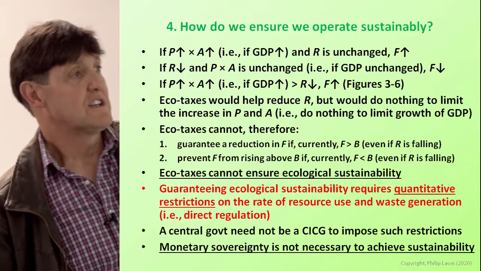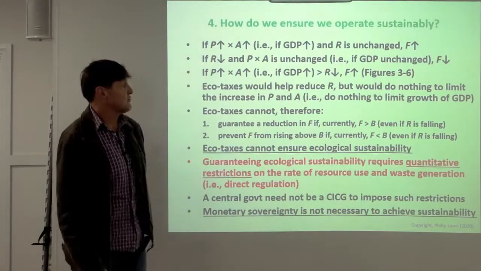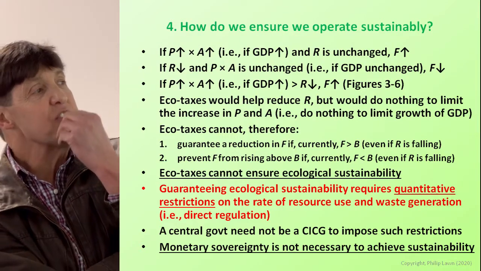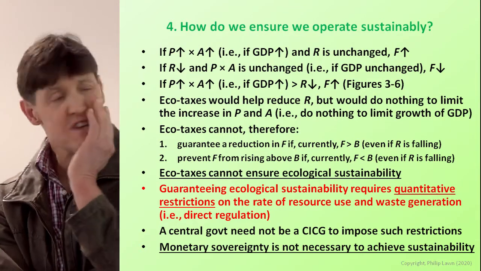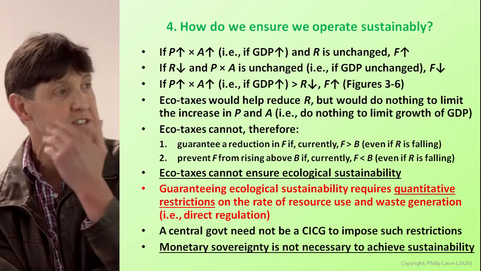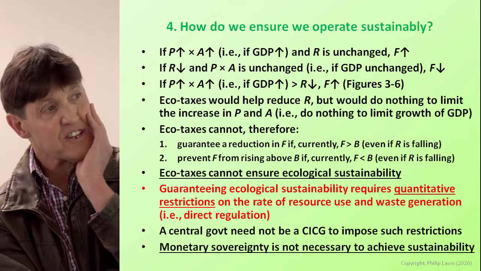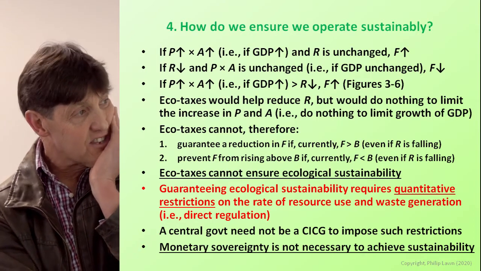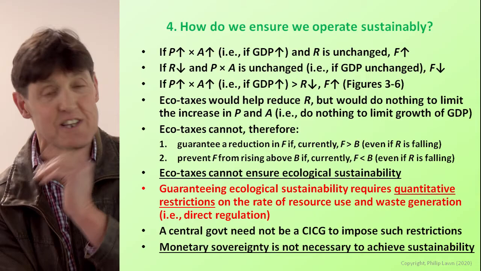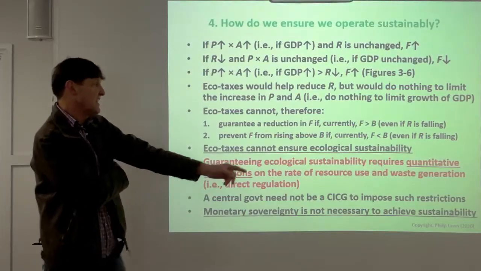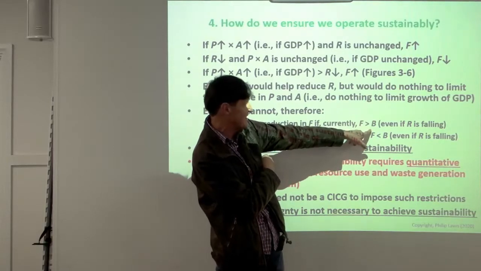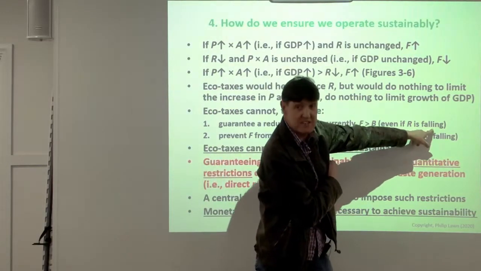All right, so eco-taxes would help reduce R, which we've seen is useful, but would do nothing to limit the increase in P and A. They do nothing to limit the increase in P and A, so they do nothing to limit the growth of GDP. So eco-taxes cannot therefore guarantee a reduction in F if currently F is greater than B, which it is at the global level, the footprint's greater than biocapacity, even if R is falling, which it is.